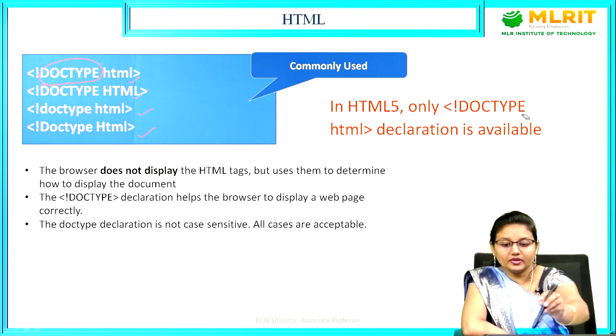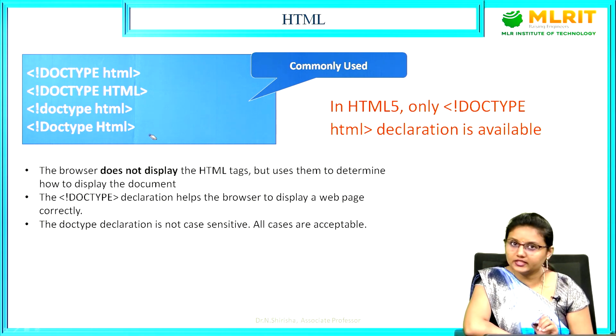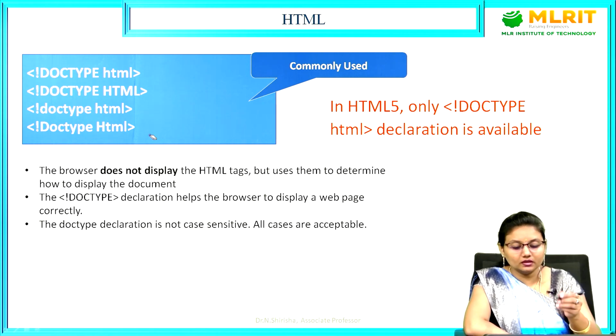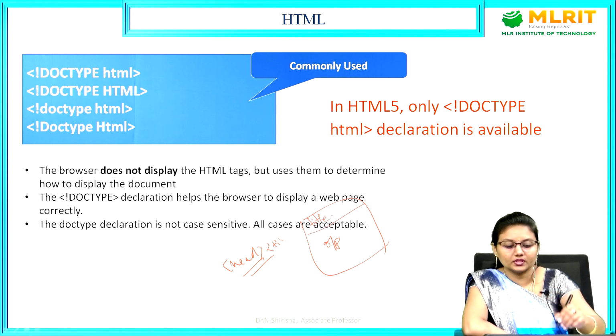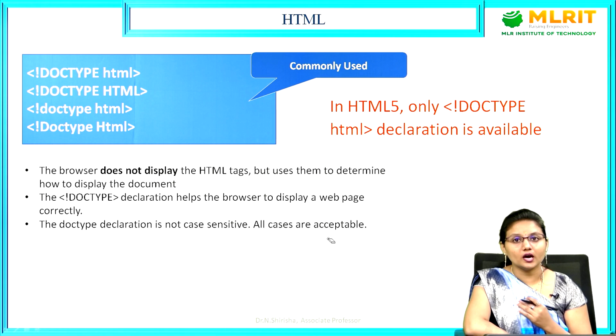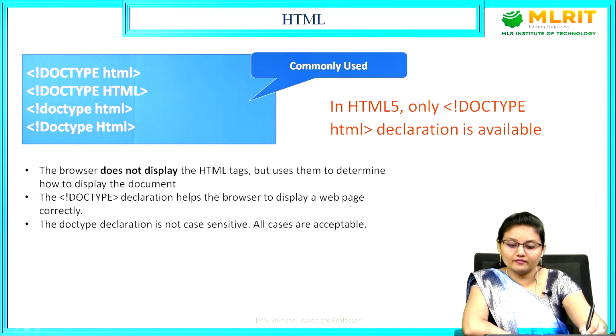Why we write the doctype is only to define the document type of your HTML. The browser doesn't display it as an HTML tag. Suppose you write a head tag. In the output, will this head display? No. Whatever you write in between the title tag will be displayed in the title bar. So what is the tag doing? It is parsing and telling how the output should be displayed. The doctype helps the browser to display a web page correctly.